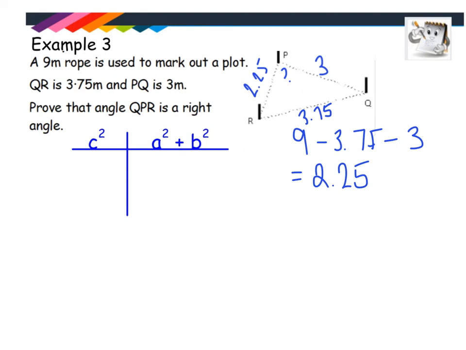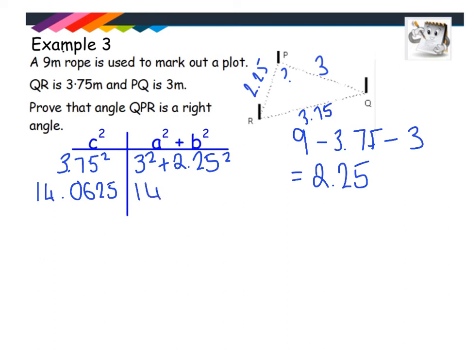Right, so C is obviously our longest one, so we're going to have 3.75 squared on the left, and 3 squared plus 2.25 squared on the right. Now this will give us an answer of 14.0625 and 14.0625. Now look at that, they match. Now the question this time said, prove that it is a right angle. So if I came out and they didn't match, I've messed up and maybe got my numbers the wrong way around. So we have to then do our conclusion, which is again the sentence.